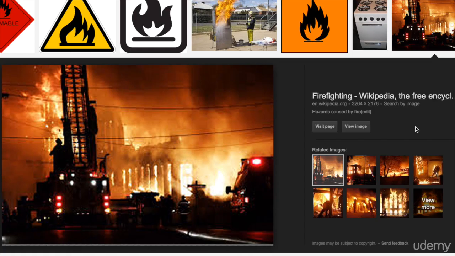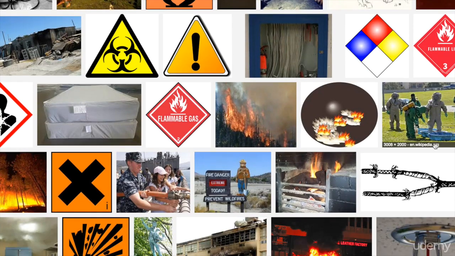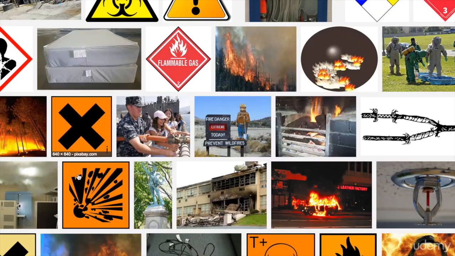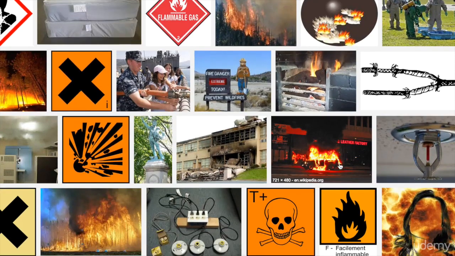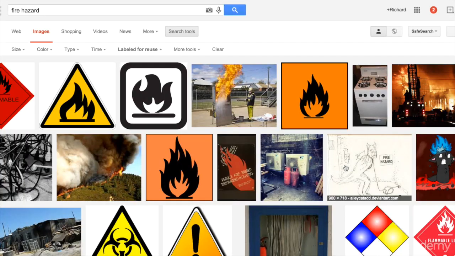Here's a Wikipedia image of a building burning down. There are a bunch of icons that can be used. Other things like that are related to fire hazards that I can put into my content streams to attract attention and to increase my followings.